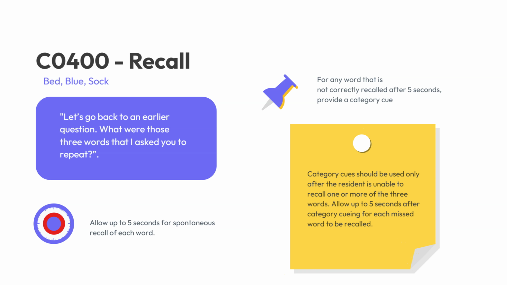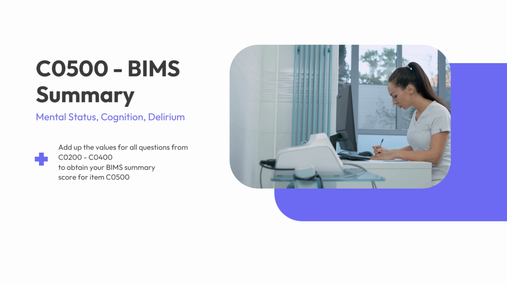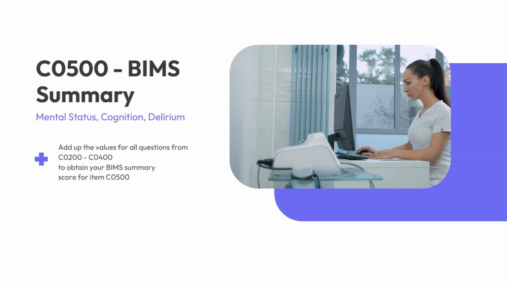Category cues should be used only after the resident is unable to recall 1 or more of the 3 words. Allow up to 5 seconds after category cueing for each missed word to be recalled. Now you may add up the values for all questions from C0200 through C0400 to obtain your BIMS summary score for item C0500.